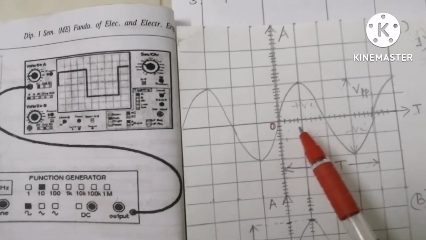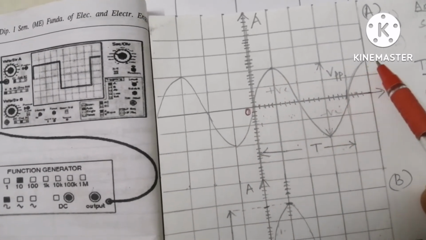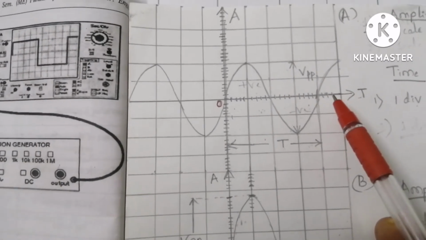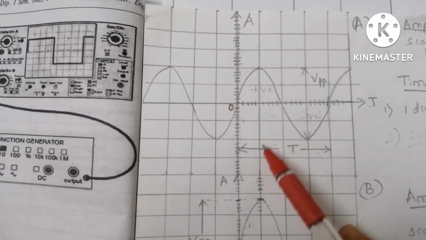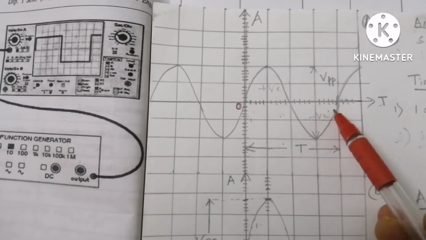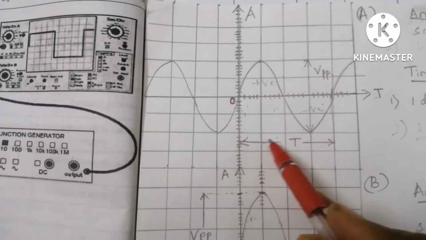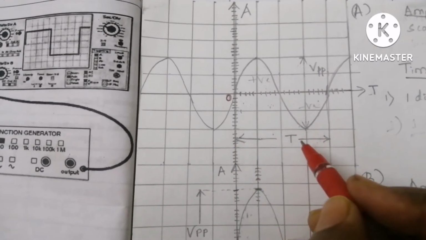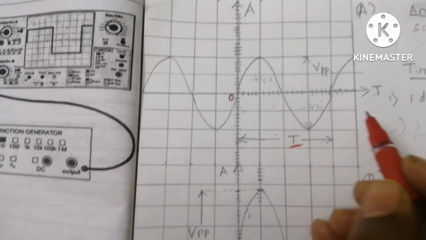You can see here, a sine wave is a continuously repetitive signal. So for measurement, we should consider only one full cycle. One full cycle contains one positive half cycle and one negative half cycle. So this is one cycle here, and for one cycle we are going to measure the time period.